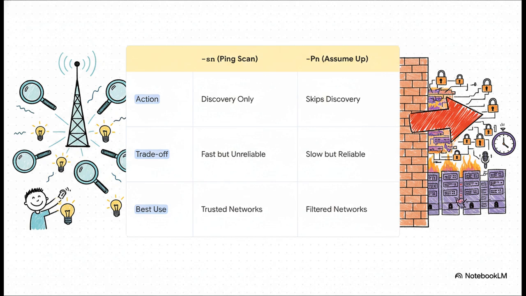Then you have -Pn. This one doesn't ask permission at all. It tells Nmap to completely skip the discovery phase and just assume every single target you provided is online. It goes straight to the port scan. This is your tool for absolute certainty, but here's the trade-off. It can be way slower and a lot noisier, especially if you point it at a huge range of IPs.